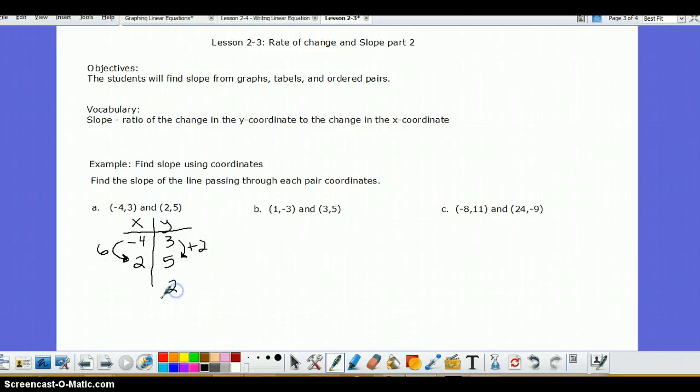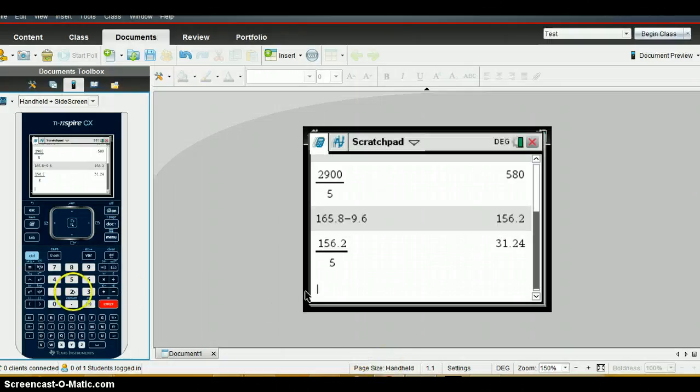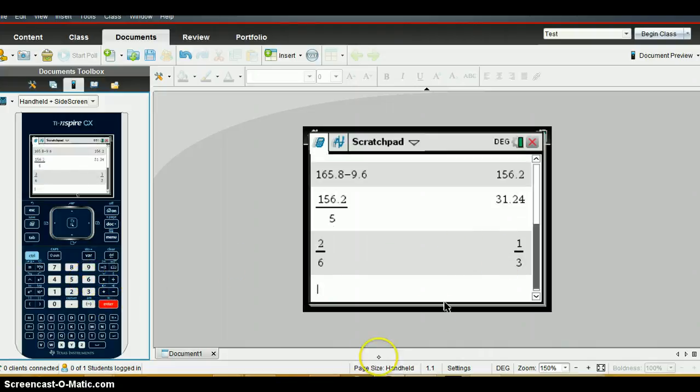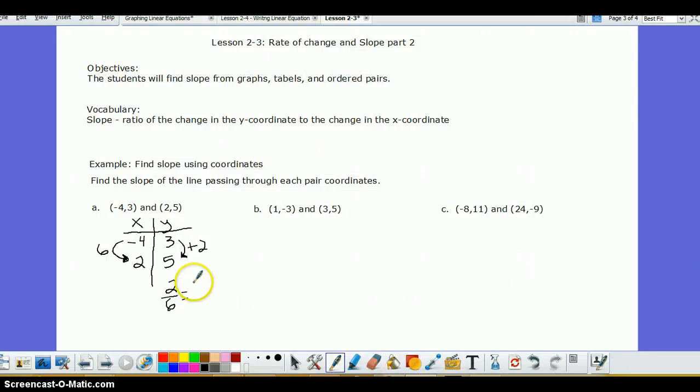to be 2/6, which if you don't know how to reduce that, you just put that in the calculator, 2 divided by 6, and it gives you 1/3. I find that to be easier. You're still using the slope formula, but I find it easier for you guys to understand that a little bit better.